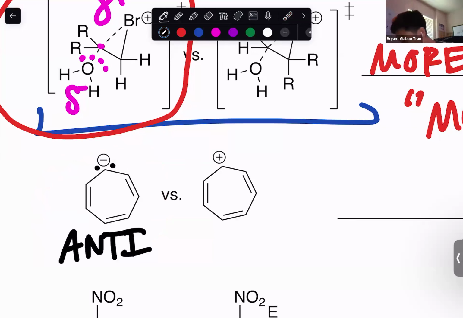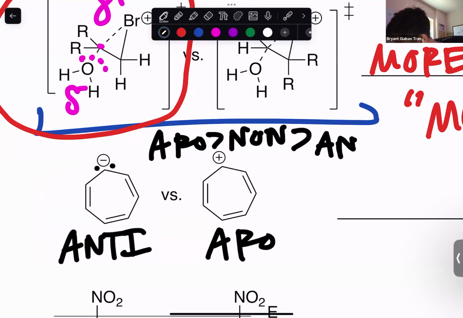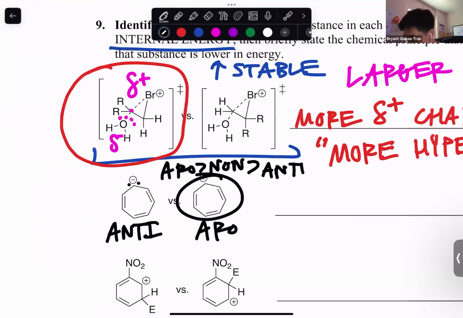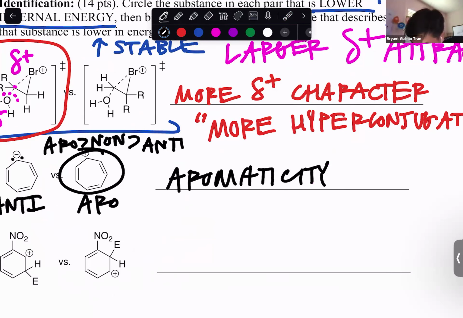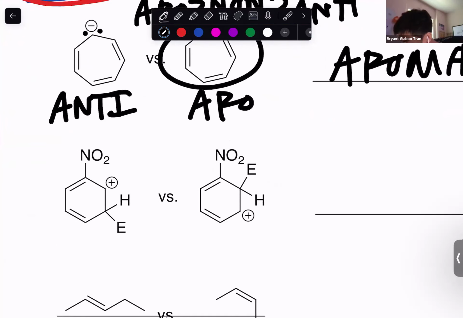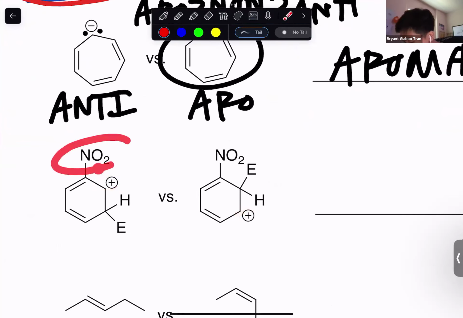This one is three pairs, odd, aromatic. And aromatic is more stable than non-aromatic, which is more stable than anti-aromatic. So anti is the least stable. Aromatic is the most stable. Aromaticity is the reason. Let's see what she put. She put aromatic. Okay, next one. Now we have a positive charge here and a positive charge here. Is NO2 an EDG or an EWG?